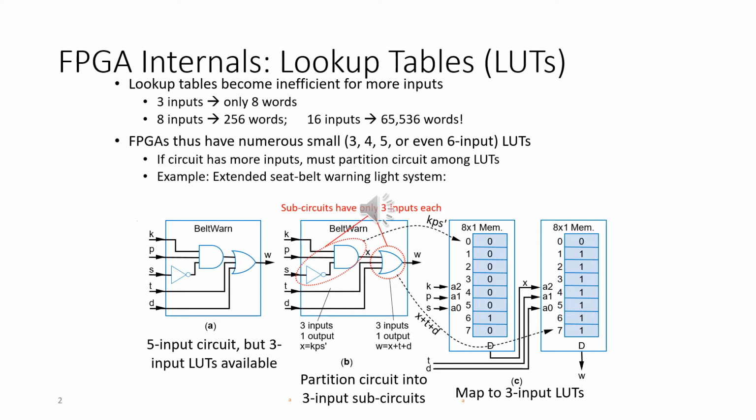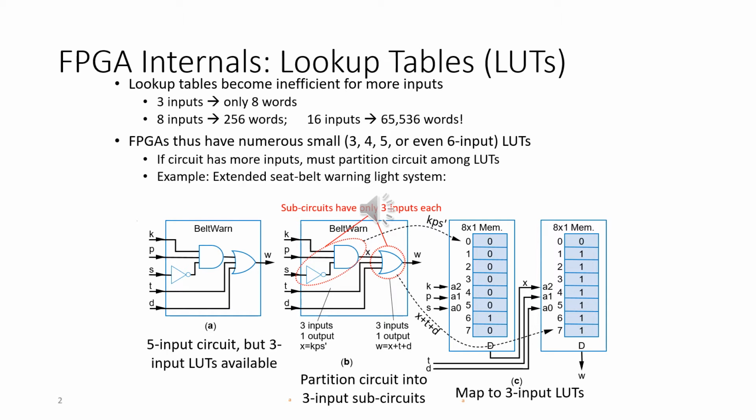If we extend the previous belt warning example by adding more inputs, like the one previously we have K, P, S, now we have K, P, S, T, D, 5 inputs. Now the previous 8x1 memory system and lookup table becomes inefficient as we have more inputs. With 3 inputs, only 8 words are required, and now with 5 inputs, we require more words.